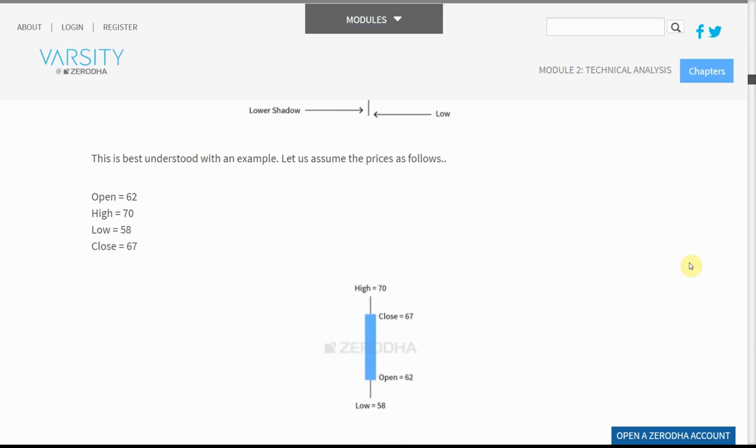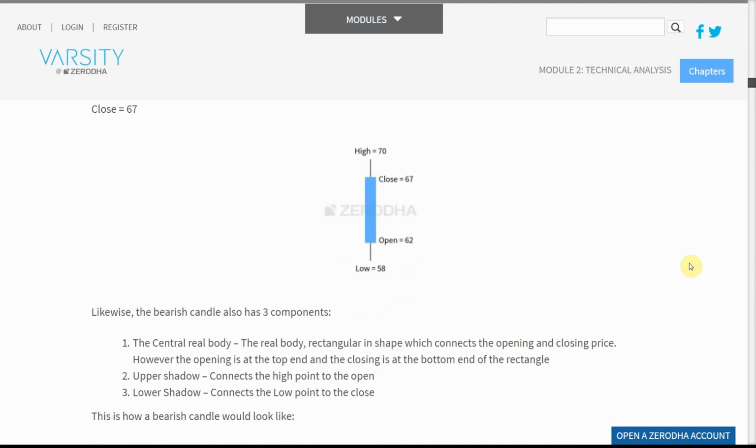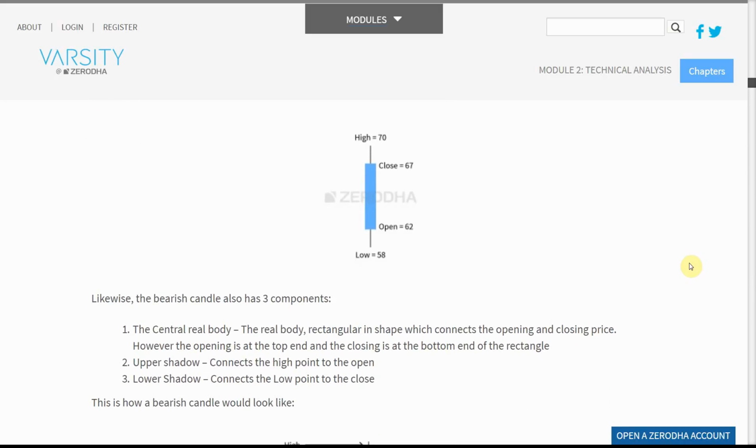Likewise, the bearish candle also has three components. The central real body, the real body, rectangular in shape, which connects the opening and closing price. However, the opening is at the top end and the closing is at the bottom end of the rectangle. Upper shadow connects the high point to the open. Lower shadow connects the low point to the close. This is how a bearish candle would look like.